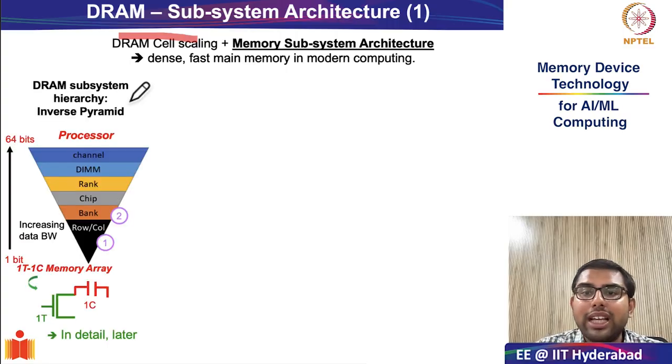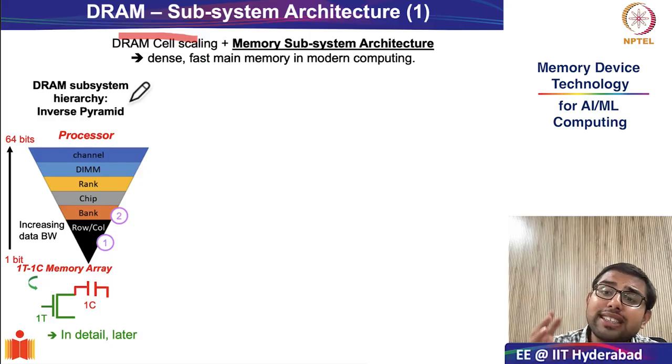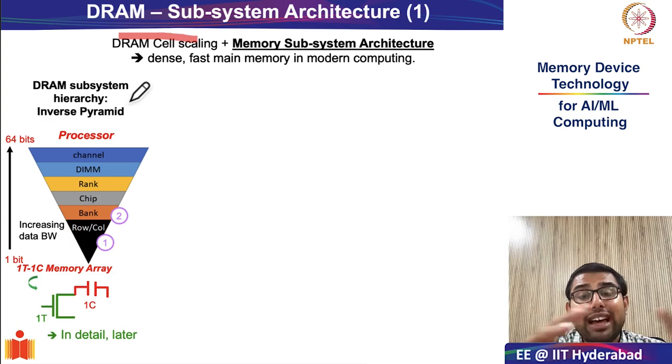Now, what does the DRAM subsystem look like? Because of its complexity, the DRAM subsystem is again organized in a hierarchical fashion. What is the reason for having the hierarchical fashion? It is the same reason why the entire memory subsystem was organized in a hierarchical fashion. It is to try to optimize between capacity and latency.